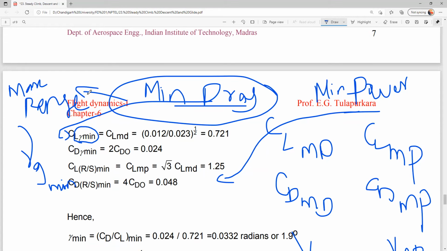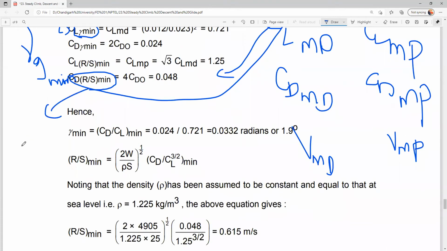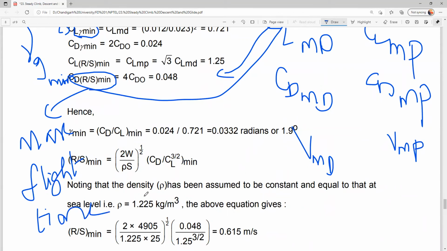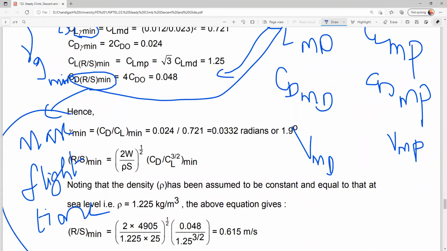But if we are not worrying about range, but we want to fly for longer time, then the pilot will choose for minimum power, which will give you the minimum rate of sink, and that will give us maximum flight time. Now, can you understand what is the advantage we are getting? With minimum drag condition, we can get maximum range. With minimum power condition, we can get maximum flight time.